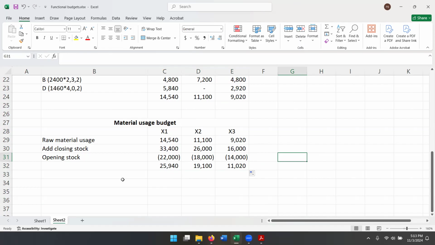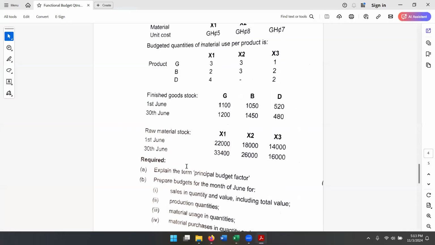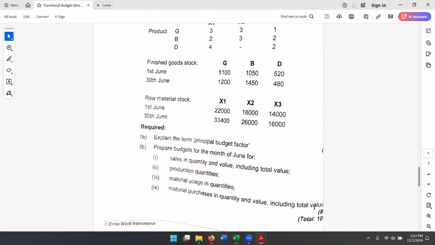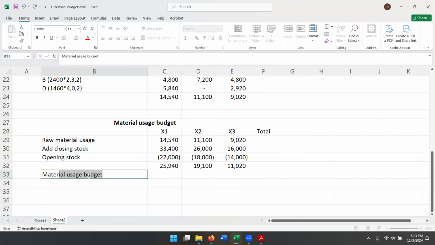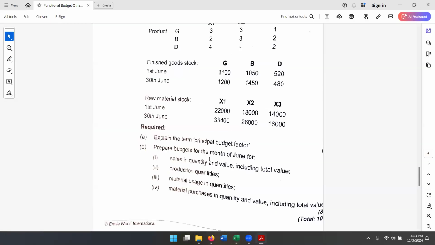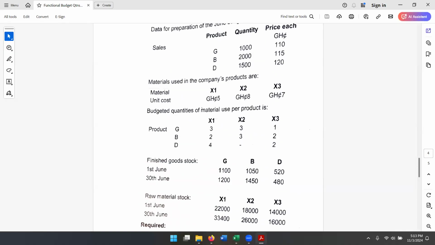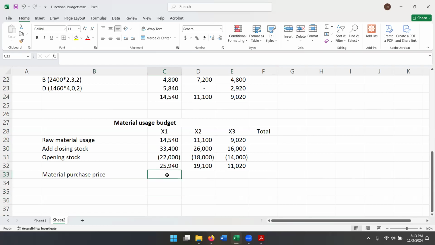If you want this in value, you multiply by the cost price. Let me see if they ask for it, including total value. All right, so the material purchase in quantity and value. We can bring the total here. So the material purchase price or cost price per unit: this is the purchase price, 5, 8, and then 7.